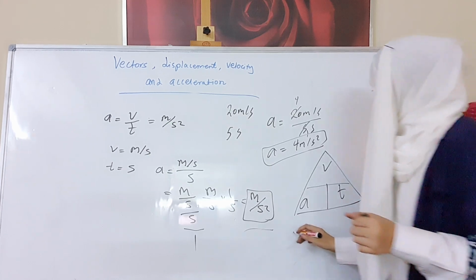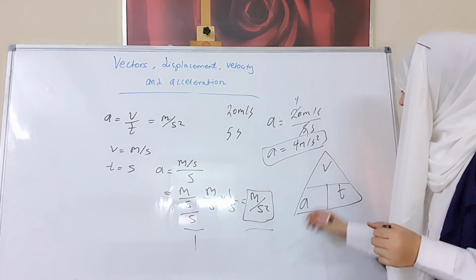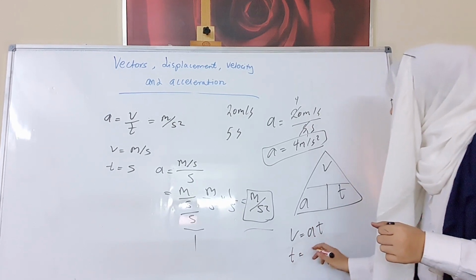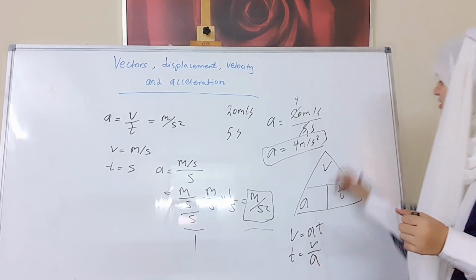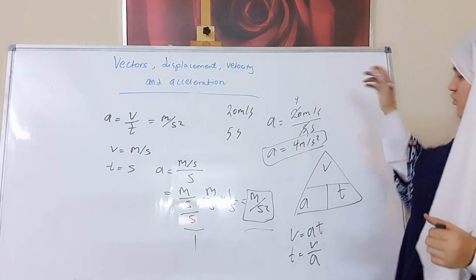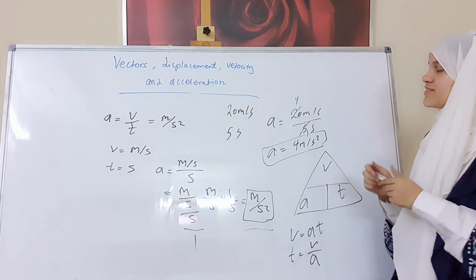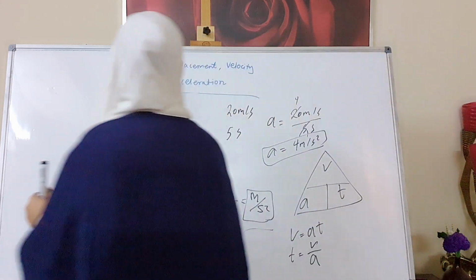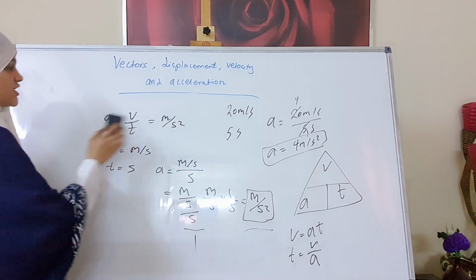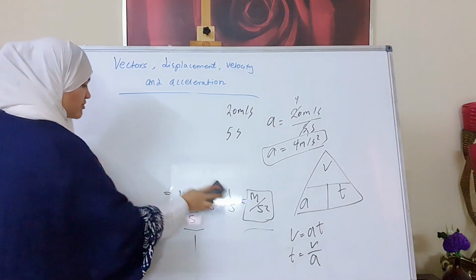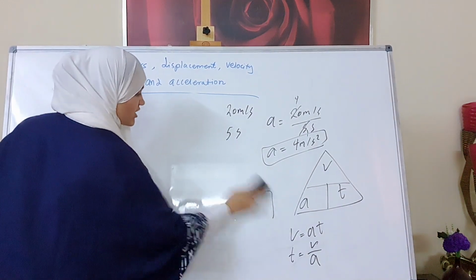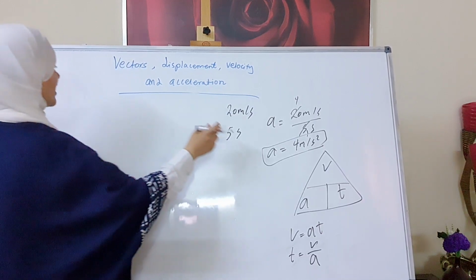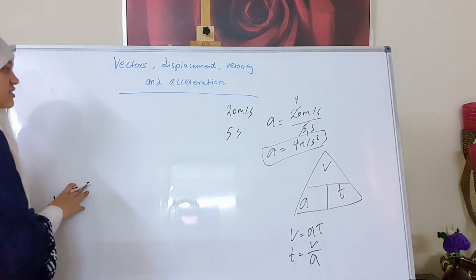That means we can find for velocity, which is velocity is equal to a times t, or for t, t is equal to v over a, and the same for a, a is equal to v over t. Okay, so this is if we want to find it. Right now here, we say that we have 4 meter per second squared, and we have already the time, which was 20 meter per second, and here we have 5 seconds, right?